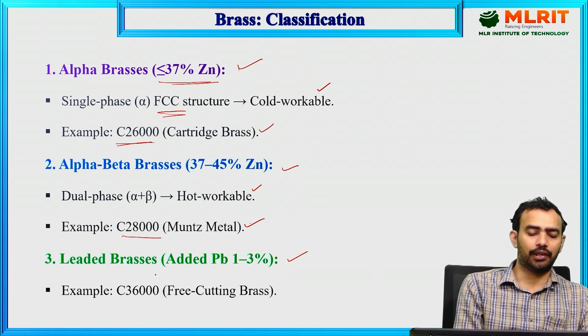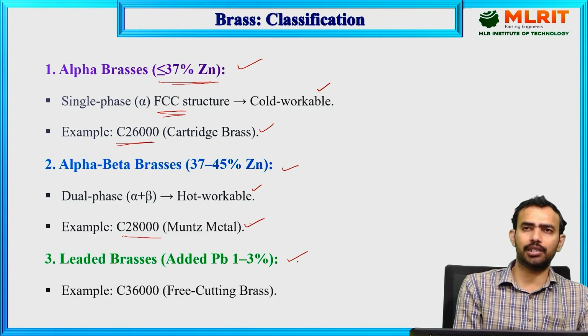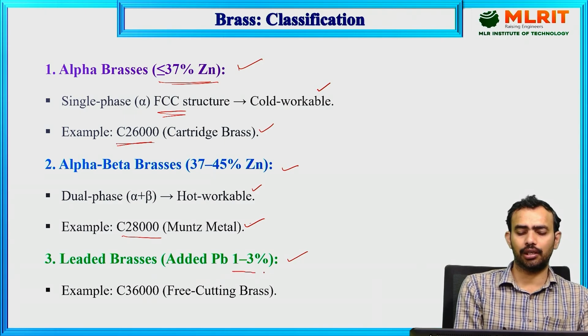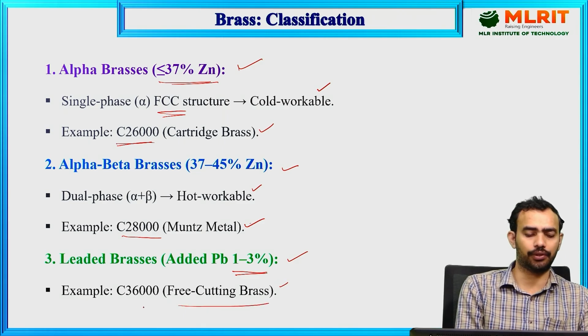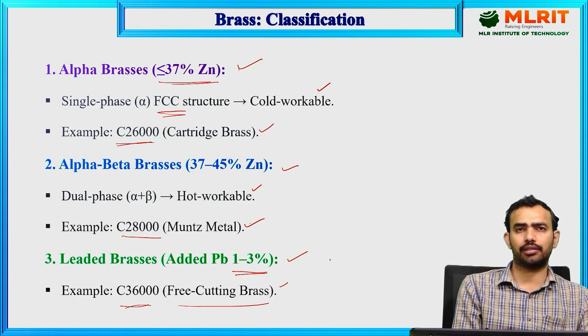We have leaded brass, where lead is added in addition to the zinc. How much lead? Lead in the range of 1 to 3 percent is added into the material. An example is free cutting brass, grade C36000, a classic example of leaded brass.